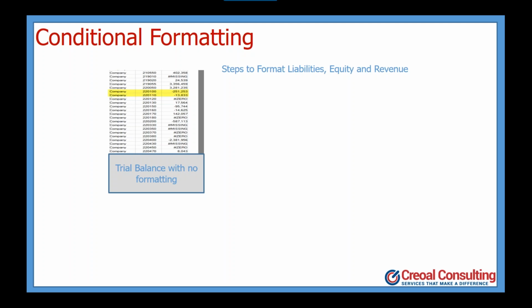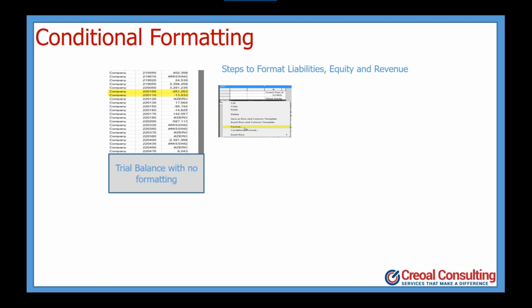So, usually what people like to do is they like to have assets show up as a positive, liabilities should show up as a positive, unless it's a debit balance or a contra balance, and then you want it to show as a negative. So this is what a trial balance looks like with no formatting. What's a quick way to do this and make the formatting easy? We can use something called conditional formatting.